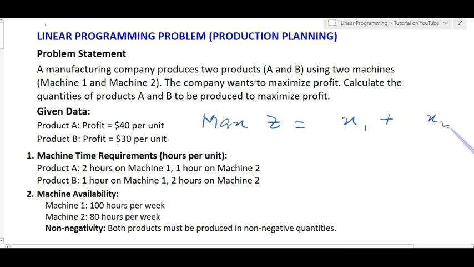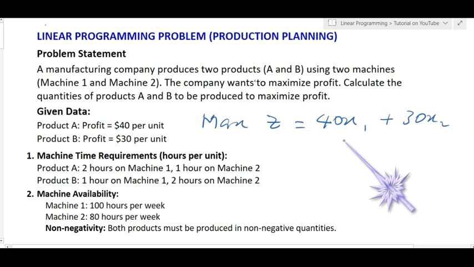plus X2. Then we said the profit for producing each unit of product A is $40. So we write it here, that's 40. Then for product B it is $30. You can see that. Write it 30. So this is the objective function. So maximize Z equal to 40X1 plus 30X2.